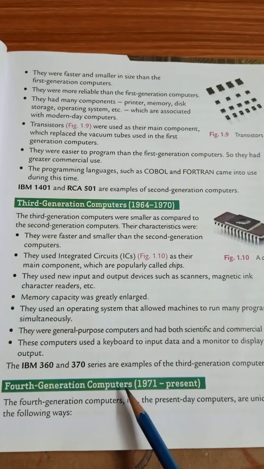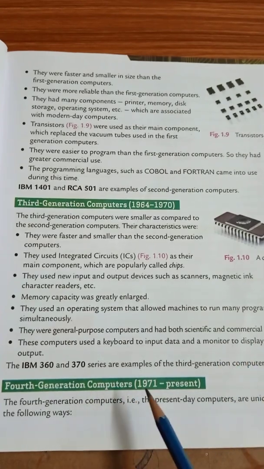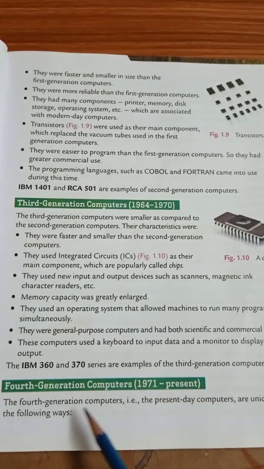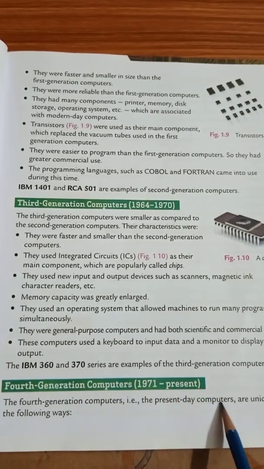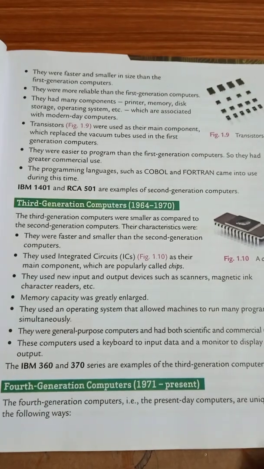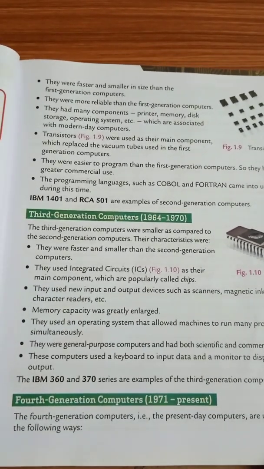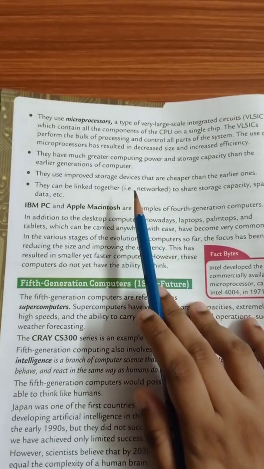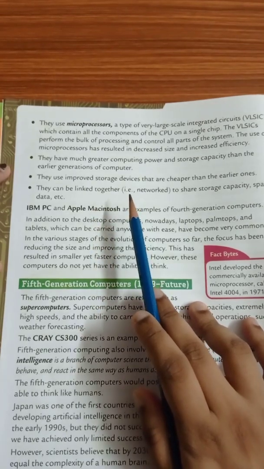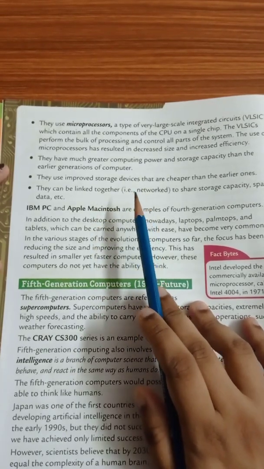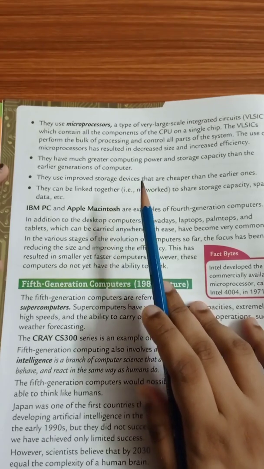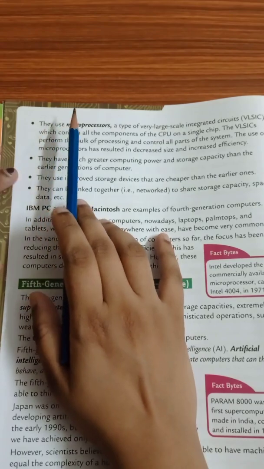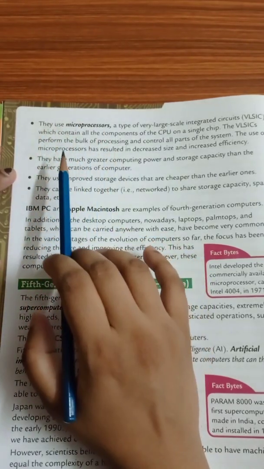Next is fourth generation computer. The timeline of fourth generation computer is 1971 to present. The fourth generation computers, that is the present day computers, are unique in the following ways. So the computers that are used in our school, colleges, office or our home all are fourth generation computers. Here are the characteristics of fourth generation computers.